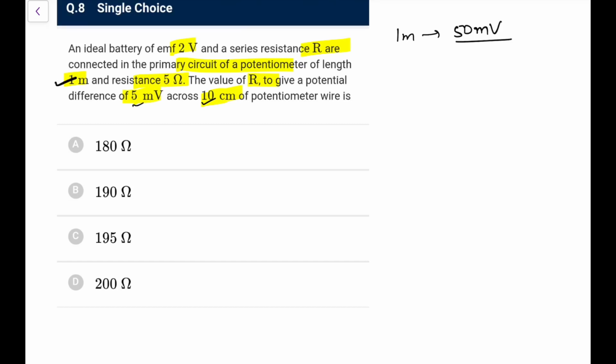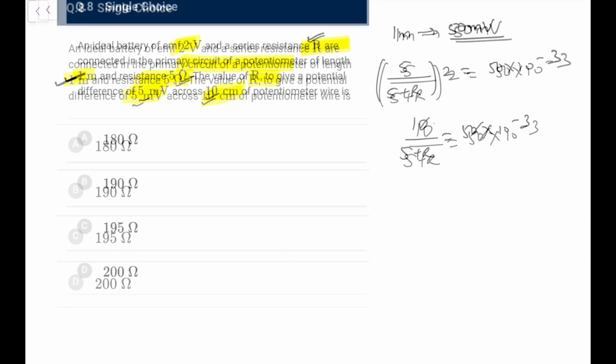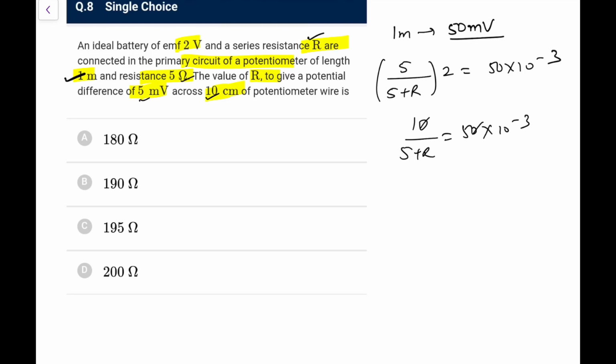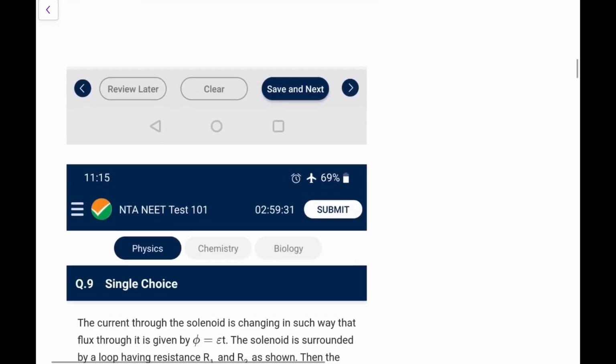So this 2 volt will be divided between R and 5. I can say the potential that 5 will get would be 5 over 5 plus R into this 2, and this is 50 into 10 to the power minus 3. So you are left with 10 upon 5 plus R equals 50 into 10 to the power minus 3. This becomes 1000 when we take it here, and this becomes 25 plus 5R. So R becomes 1000 minus 25, that is 975 by 5, which is 195 ohms. So the value of R comes out as 195 ohms. Go for option C in this case. Next one.